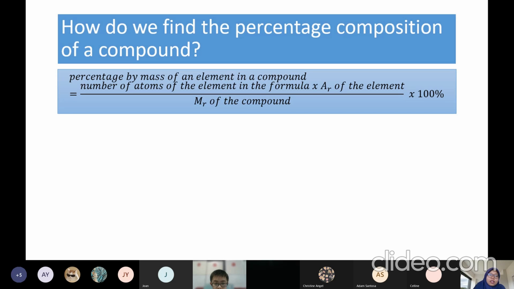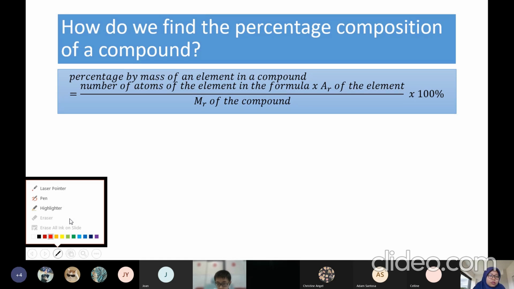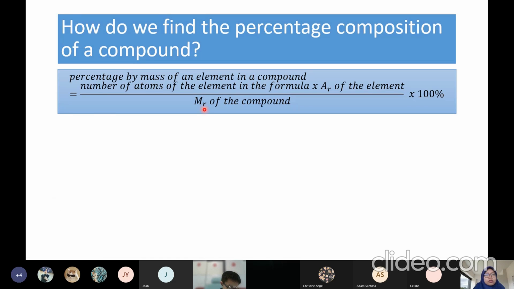And then how to find the percentage compositions of a compound? This is the equation. Percentage by mass of an element in a compound equals number of atoms of the element in the formula times AR of the element over MR of the compound, times 100%.